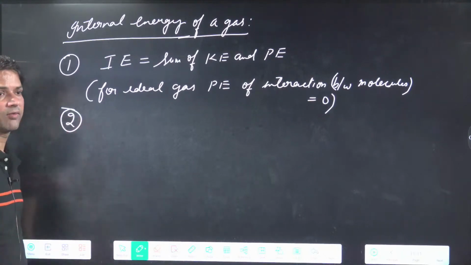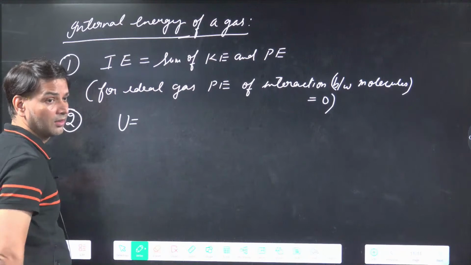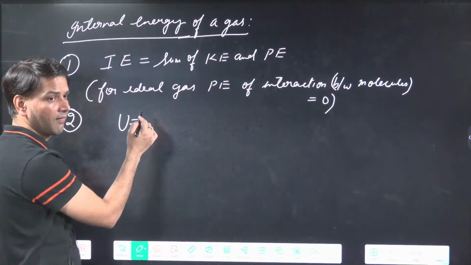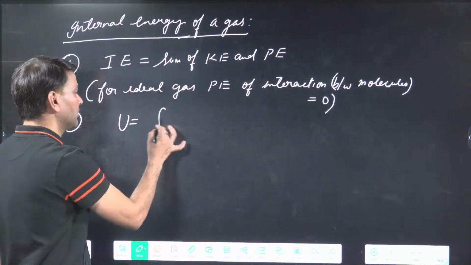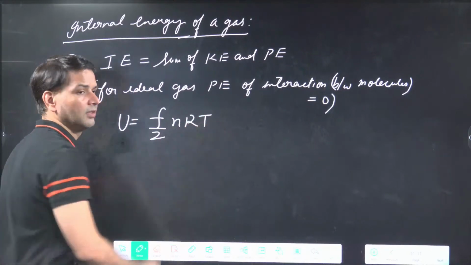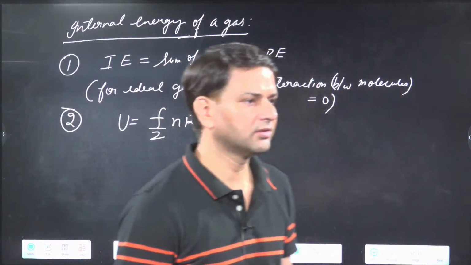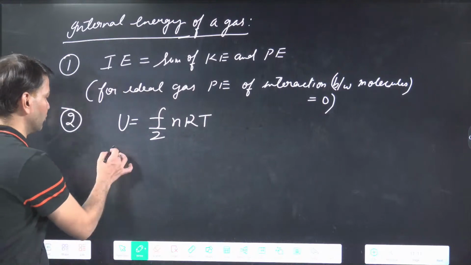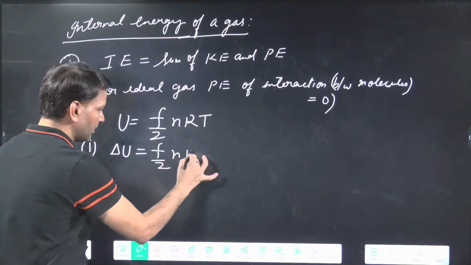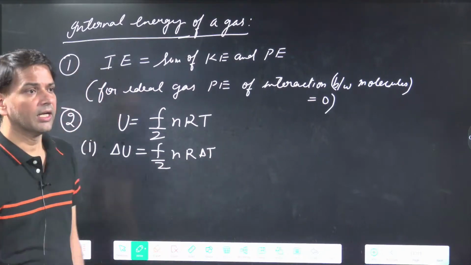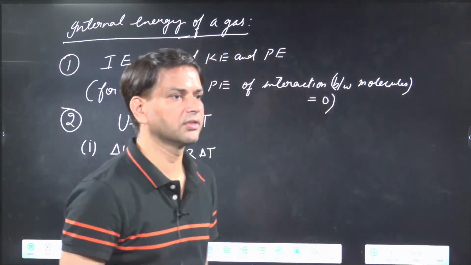Okay. Next, we have learned the formula of the internal energy. U is equal to? What is U? 2, 3 formula we have learned. f by 2 nRT. This we have learned. Is this formula valid for any particular case? Or suppose I am saying delta U, what will we write? f by 2 nR delta T. Okay. Is this formula applicable for any particular case, any particular process, any particular gas?